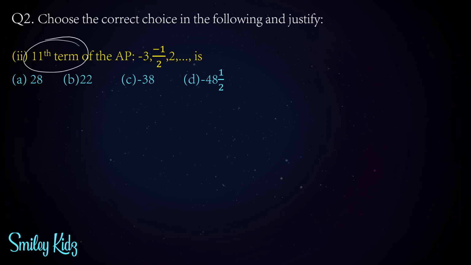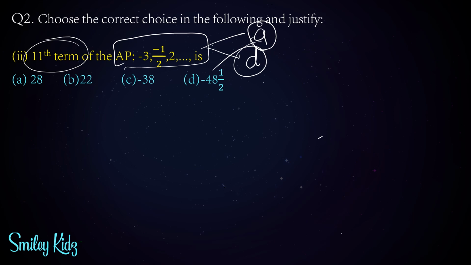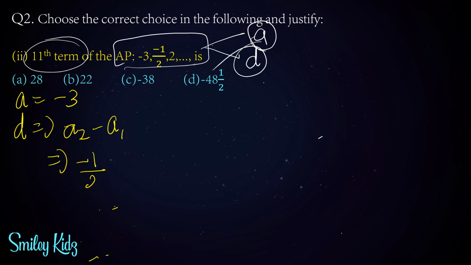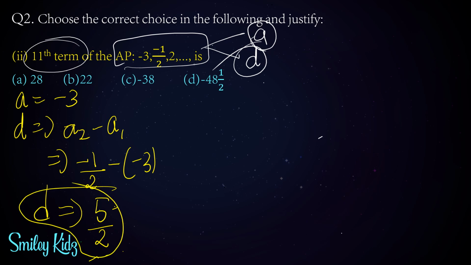Now here we are asked to find out the 11th term and the AP is given. From the AP we can extract a and d. That is the first term, and the common difference can be extracted if we just know the AP. Right. Now a is equal to minus 3 and the value of d is nothing but a2 minus a1. And what is a2? a2 is minus 1 by 2 minus of minus 3, which in turn turns out to be 5 upon 2. So value of d is 5 upon 2.